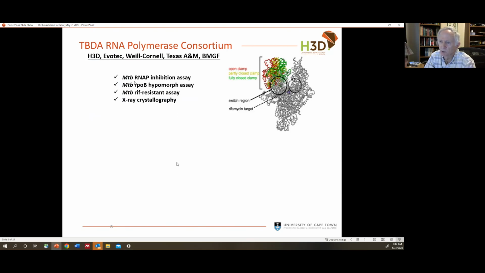So this consortium has put together an RNAP inhibition assay. They have a hypomorph assay. They have rifampicin resistant strains to work through, and they have an X-ray crystallography program to help support the project.